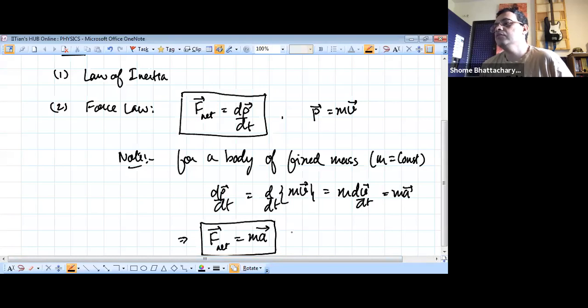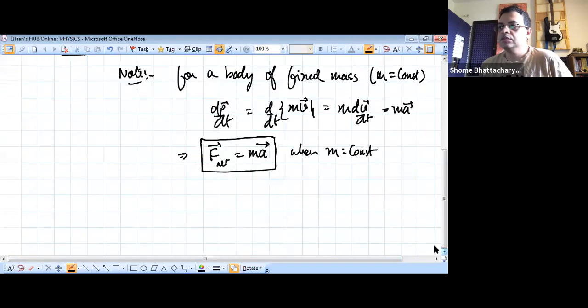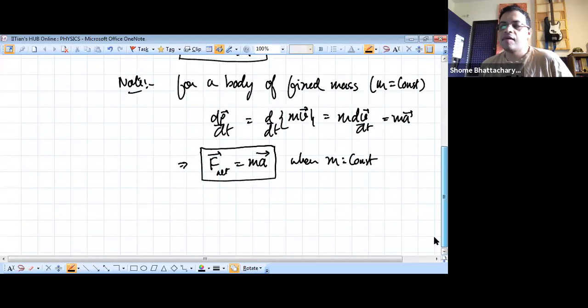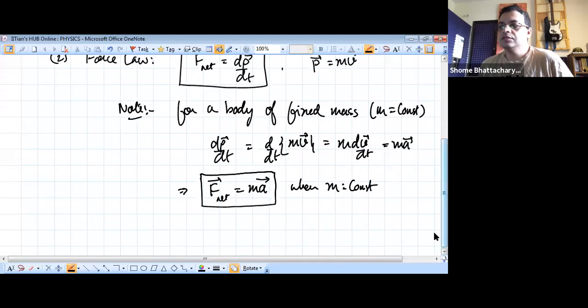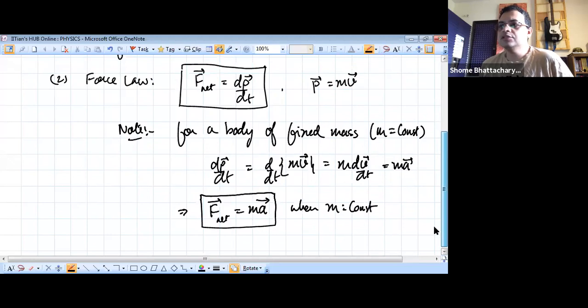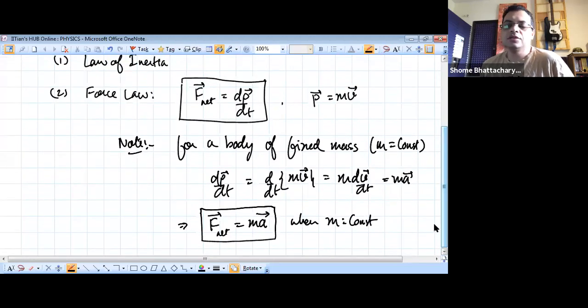You can say that when mass is constant, we can define net force as mass into acceleration. Yeah, Shikhar? Mass is obviously a quantity which has only magnitude, cannot be negative. Okay. But more importantly, here we're talking about bodies for which mass is constant.